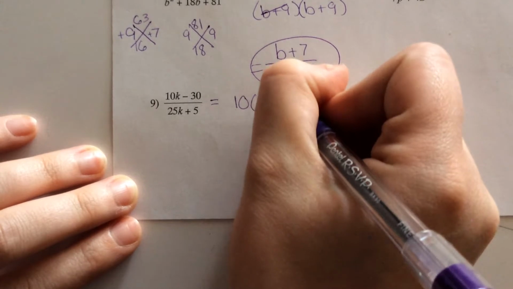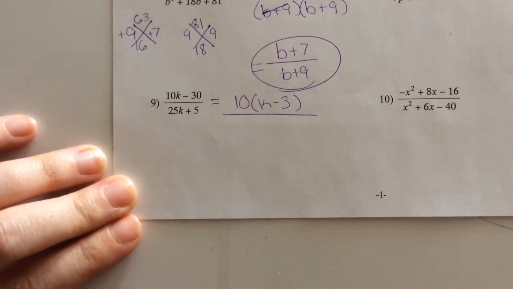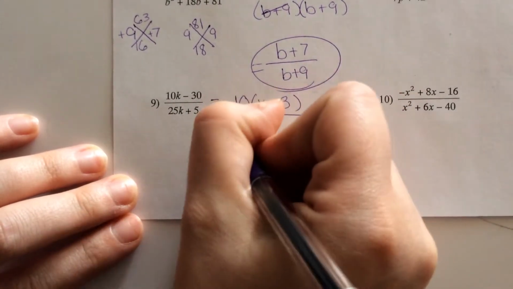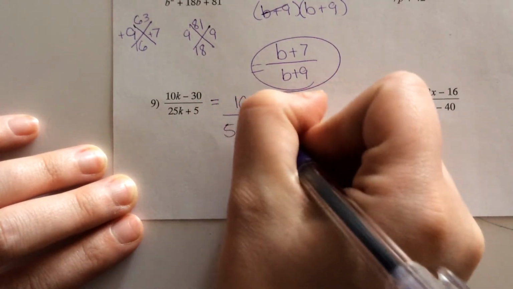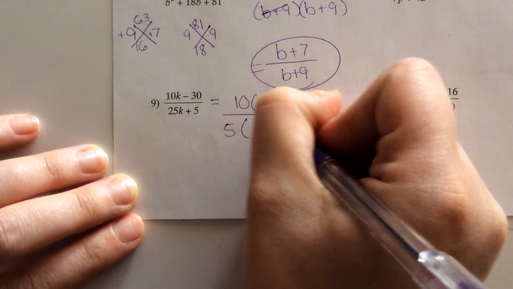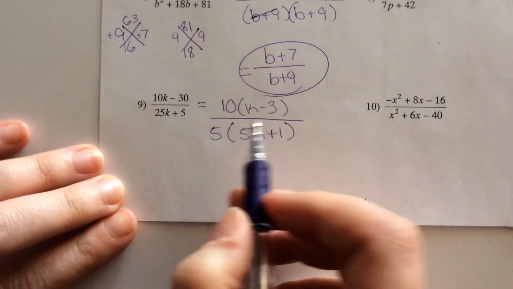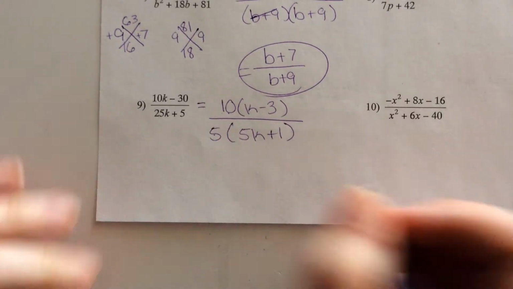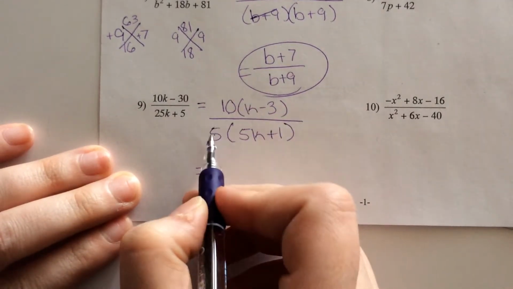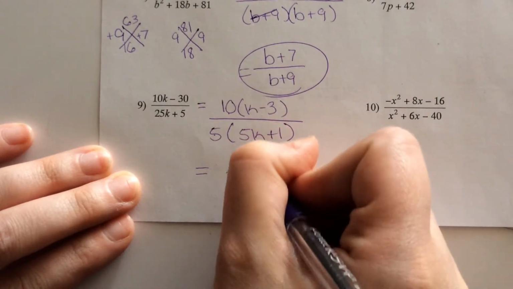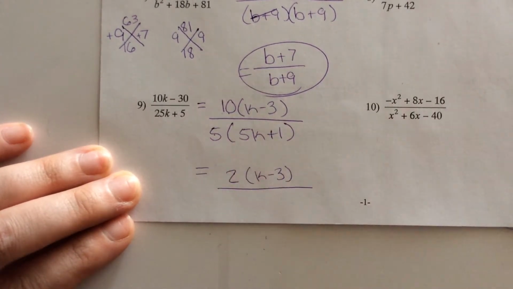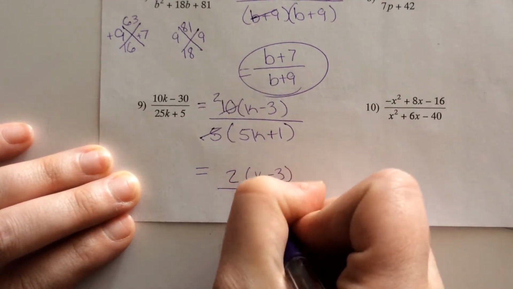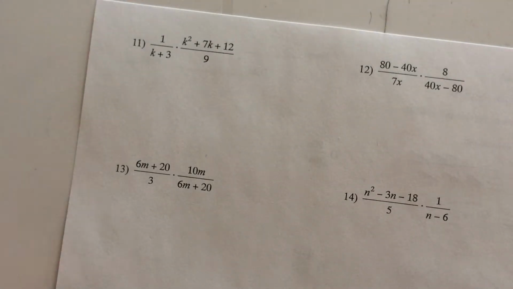And then I have k minus 3. In the denominator, 5 and 25, my GCF is 5. And I have 5k plus 1. All right, so it doesn't look to me like any of my factors are going to cancel, but these coefficients out to the front, I can reduce those. So 10 divided by 5 is 2, and then k minus 3 still in the numerator. In my denominator, all I'd have left is that 5k plus 1.